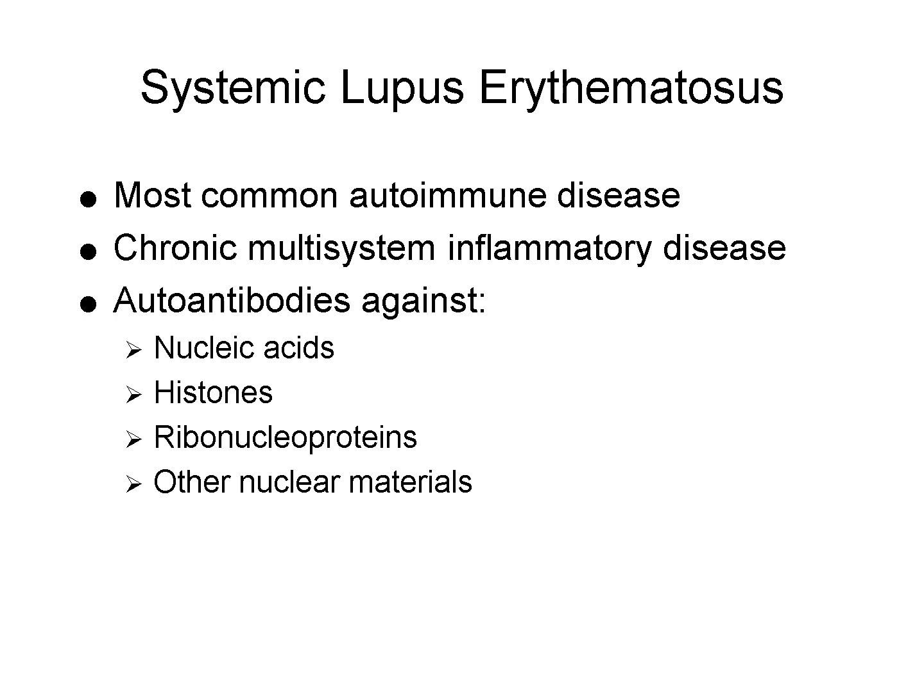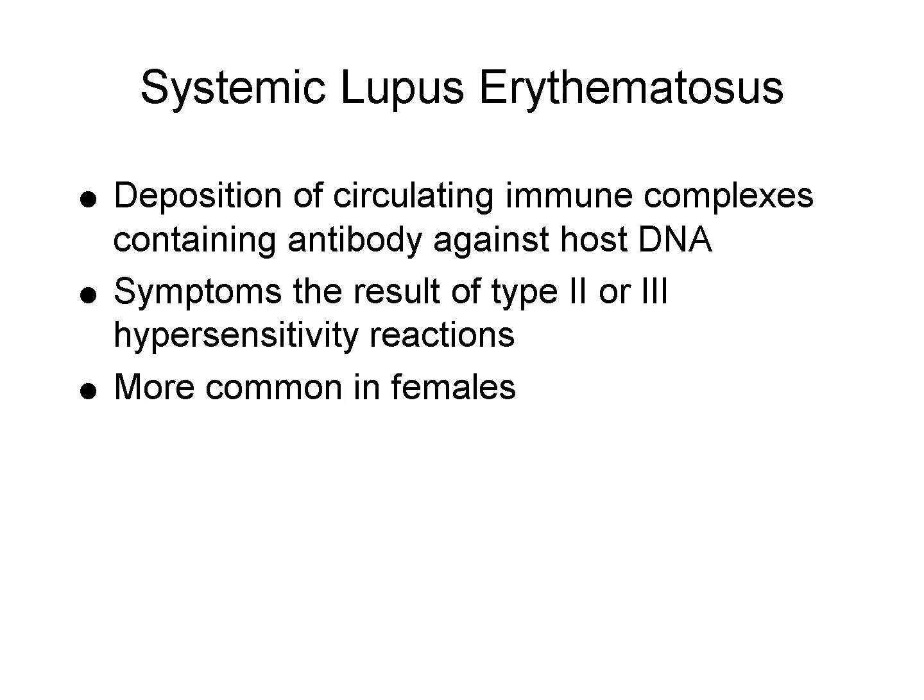It is a chronic, multi-system inflammatory condition characterized by the production of autoantibodies against a wide range of the body's own molecules, including nucleic acids, histones, ribonucleoproteins, and other nuclear materials. This immune attack causes widespread tissue damage throughout the body. In SLE, circulating immune complexes containing antibodies against host DNA are deposited in tissues, leading to inflammation and organ damage. The symptoms result from a combination of type 2 and type 3 hypersensitivity mechanisms.